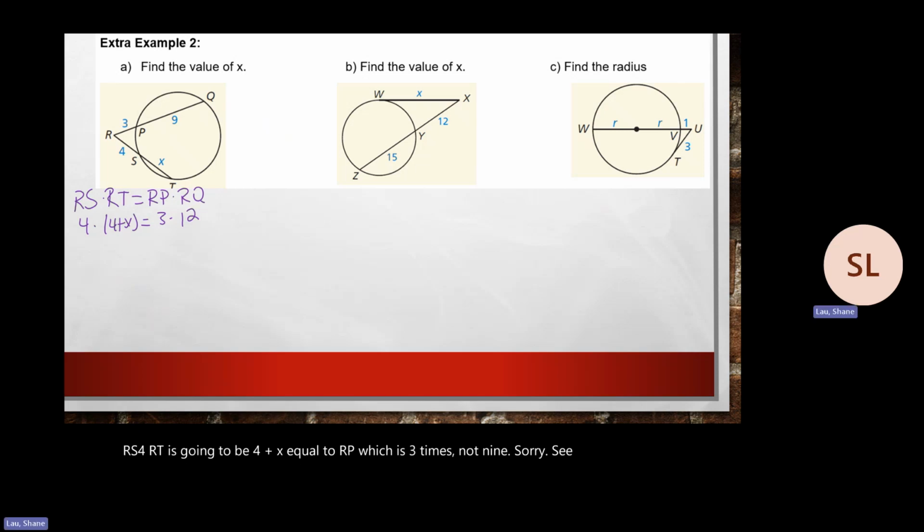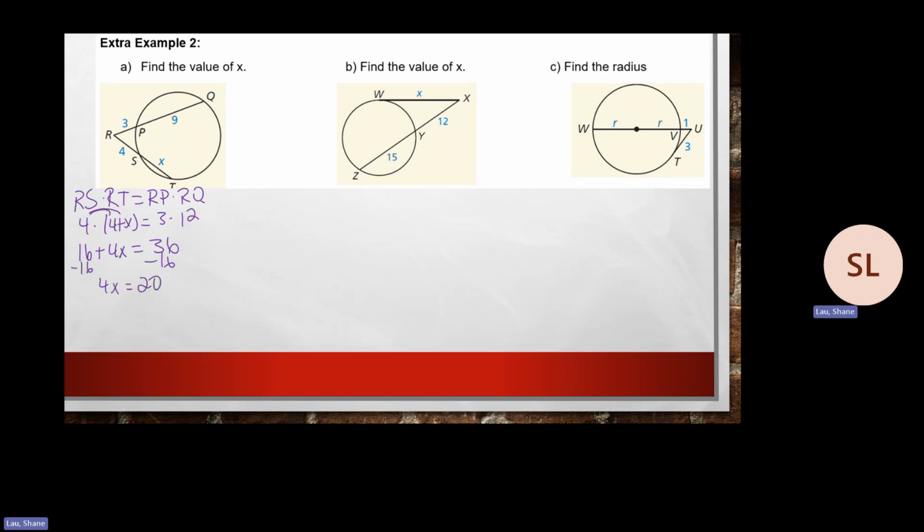So here we just solve for X. 4 distributed into the 4 plus X, 16 plus 4X equals 36. Subtract the 16 from both sides. You get 4X equals 20. Divide by 4. X equals 5. And that's it. Pretty easy.